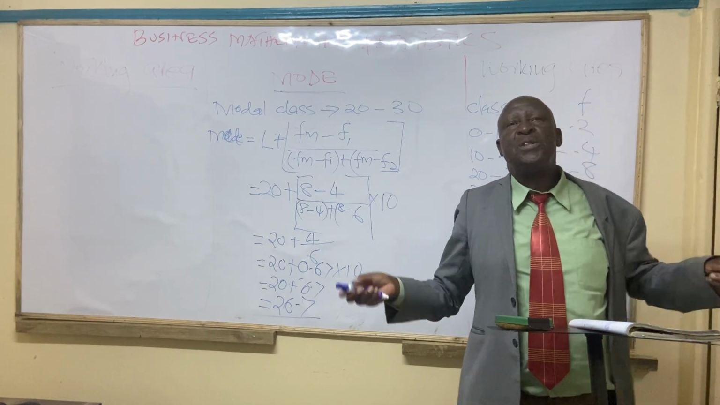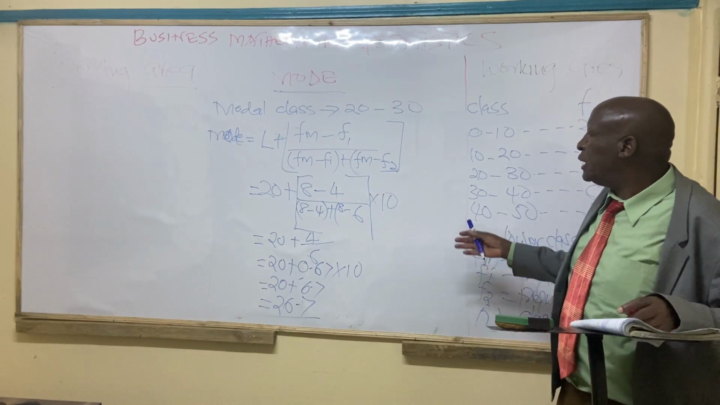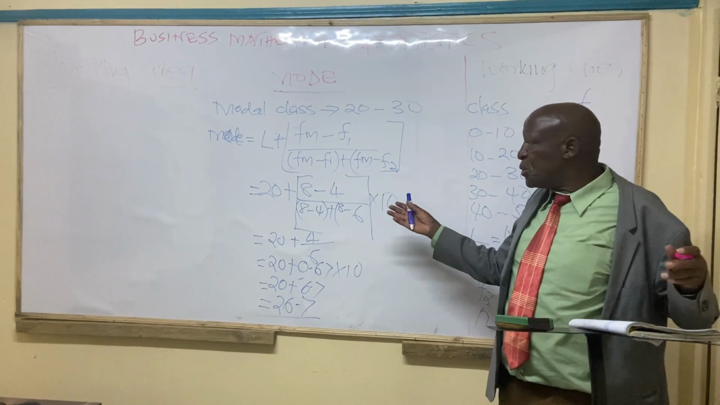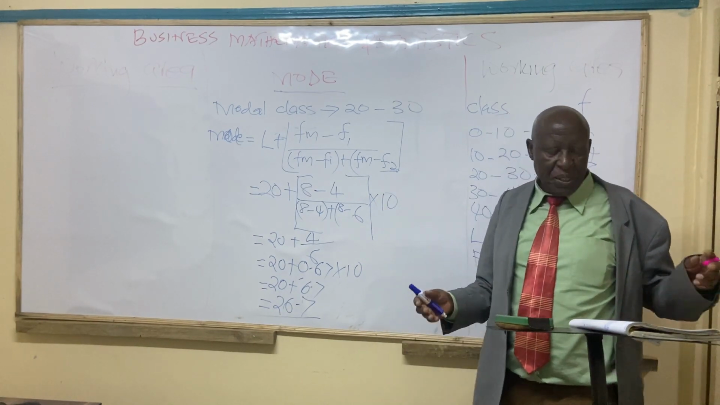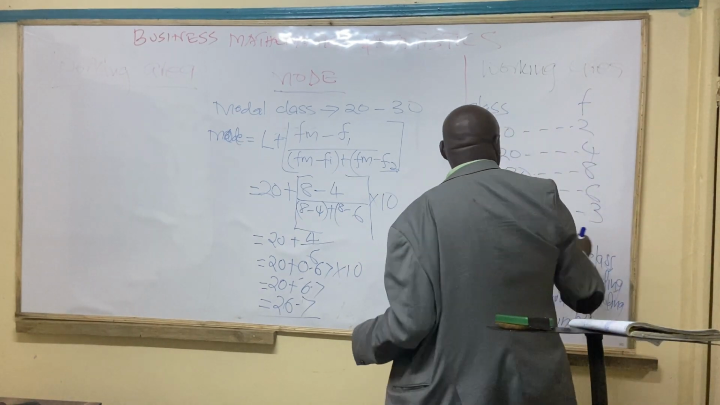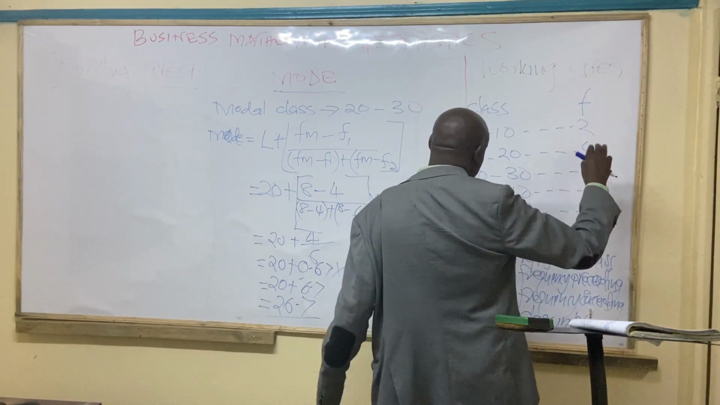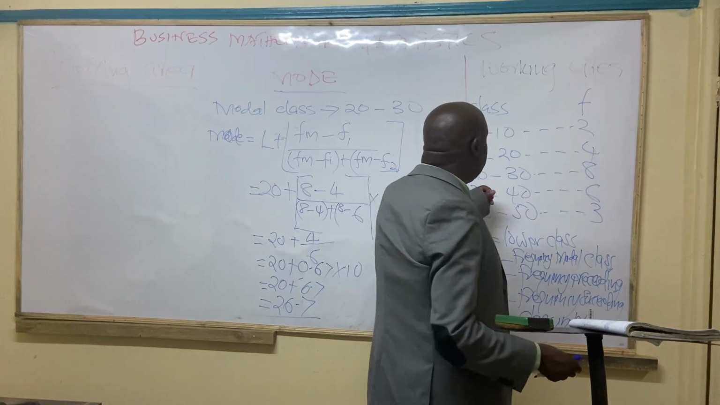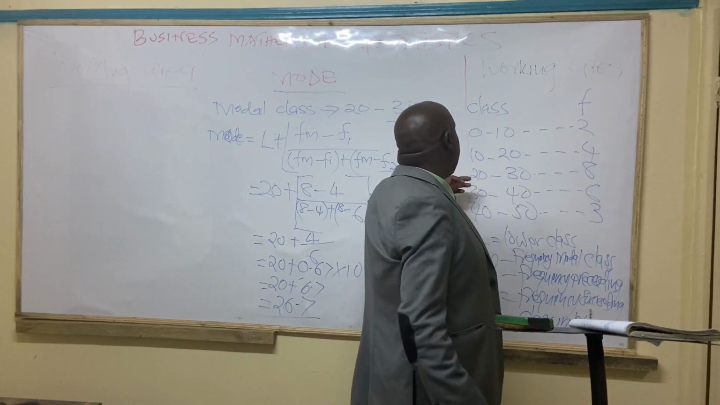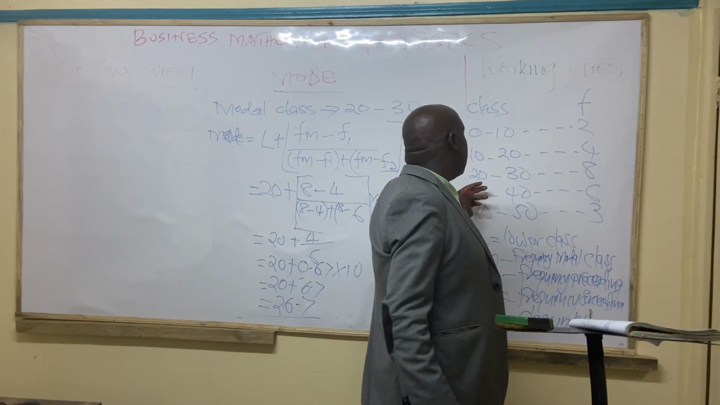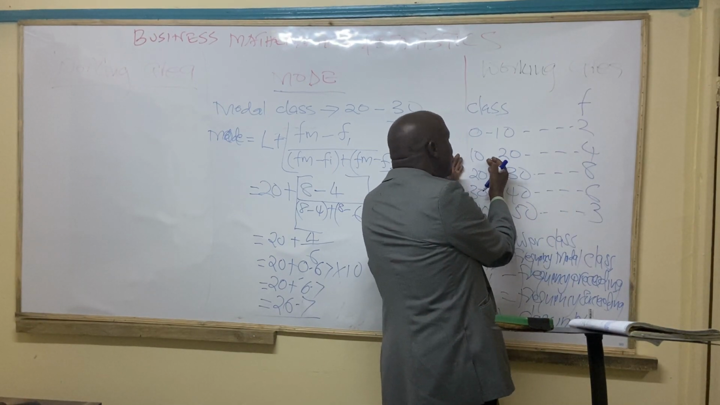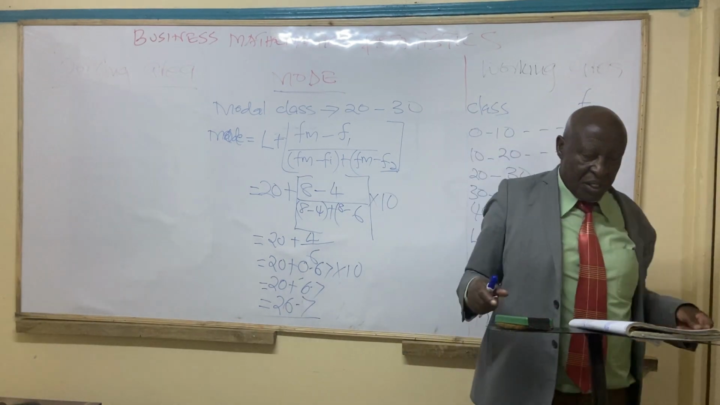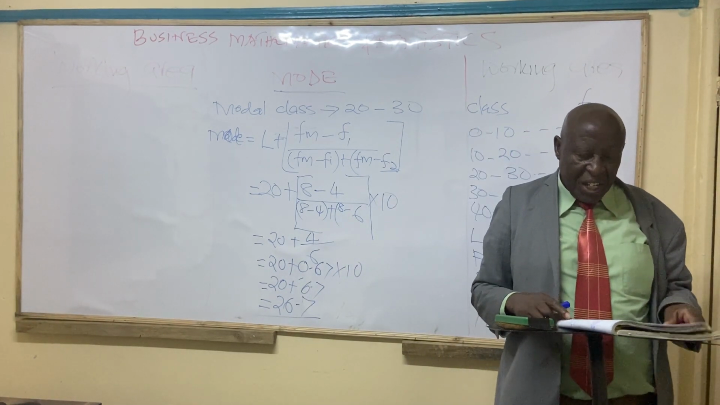But if the data was not grouped, we could have just looked at the frequency, and you know that the most occurring item, for example, if there was 20 alone, it would be 20. And if there was 30 alone, it would be 30. Okay, that done.